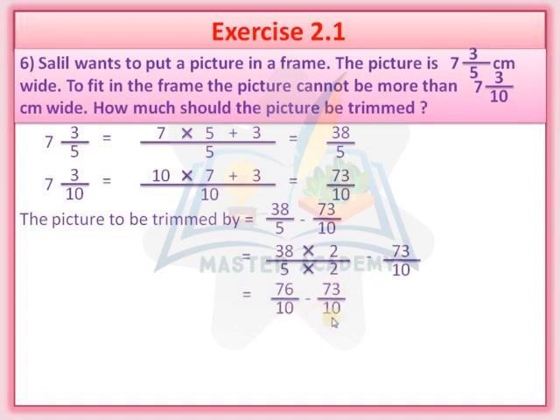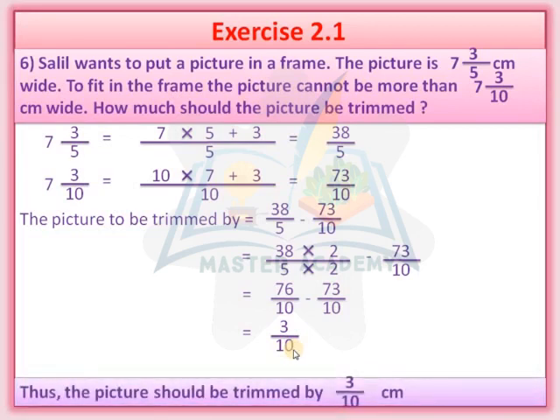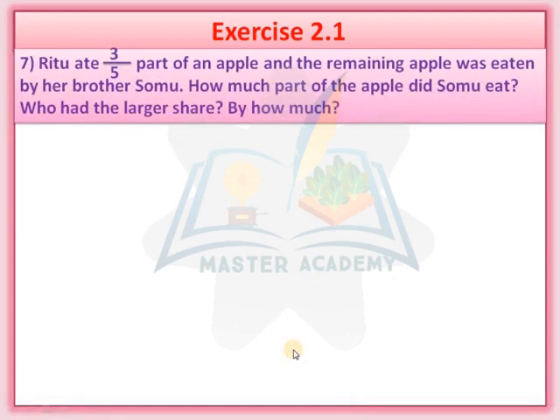Now both the denominators are same, so 76 minus 73 upon 10. So what is the answer? The answer is 3/10. Okay, so how much should the picture be trimmed? The picture should be trimmed by 3/10 centimeter. Okay, now we will move on to the next question.